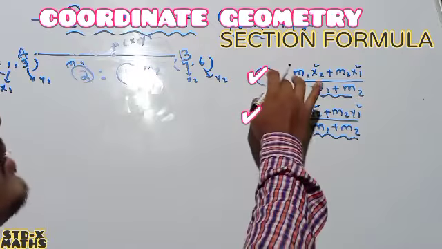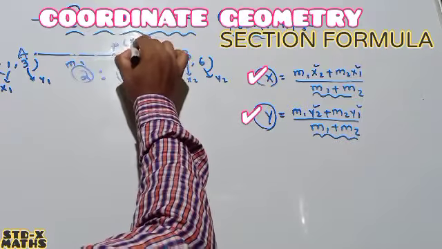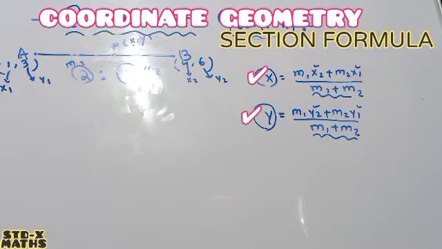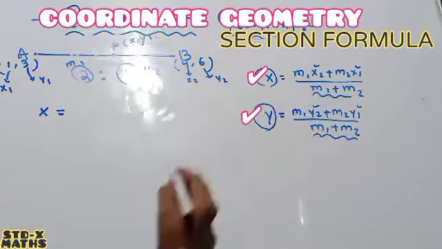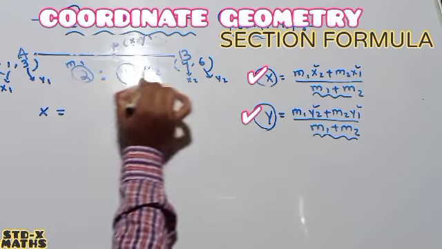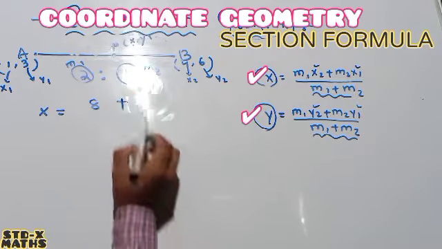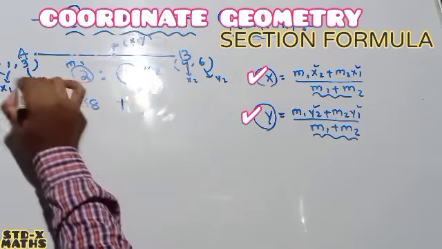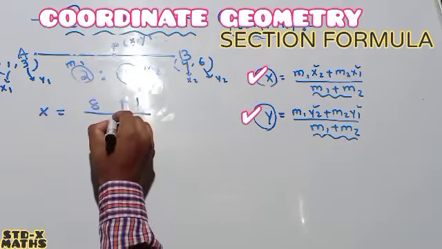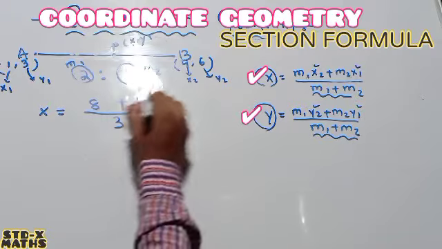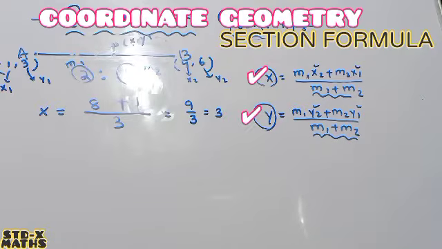Listen, in the formula you have to put these directly. Actually, we want to find the point, meaning the x coordinate and y coordinate. See, how to find the x coordinate? The formula is m1 x2, which means 2 into 4, equal to 8, plus m2 x1, which means 1 into 1, that is 1, divided by m1 plus m2, 2 plus 1, equal to 3. So 9 by 3 is 3. It means the x coordinate is ready.